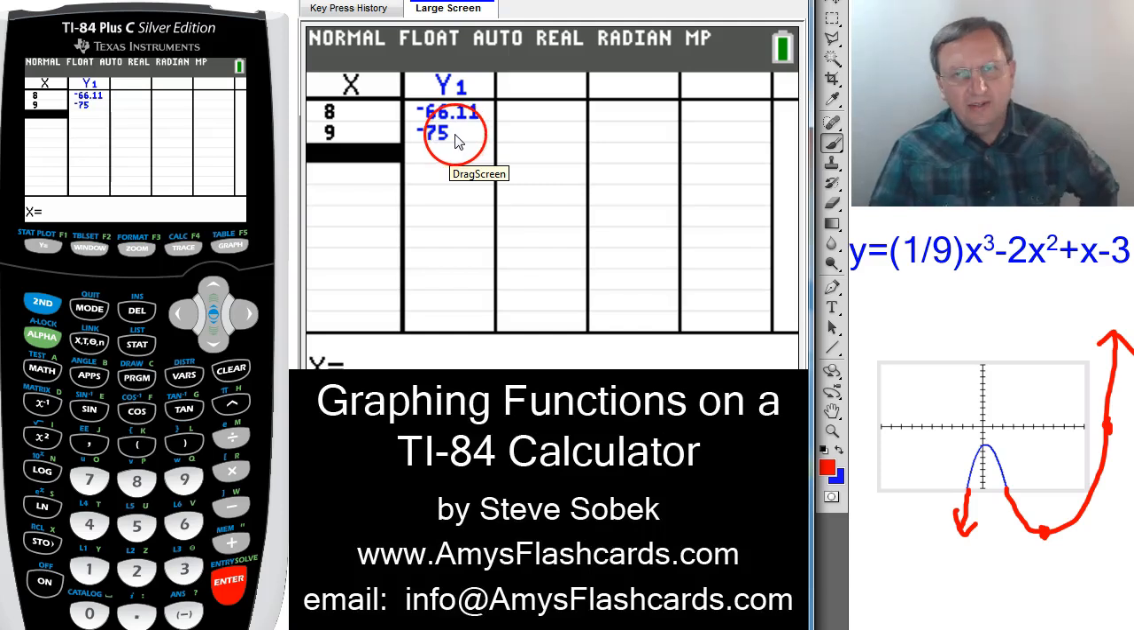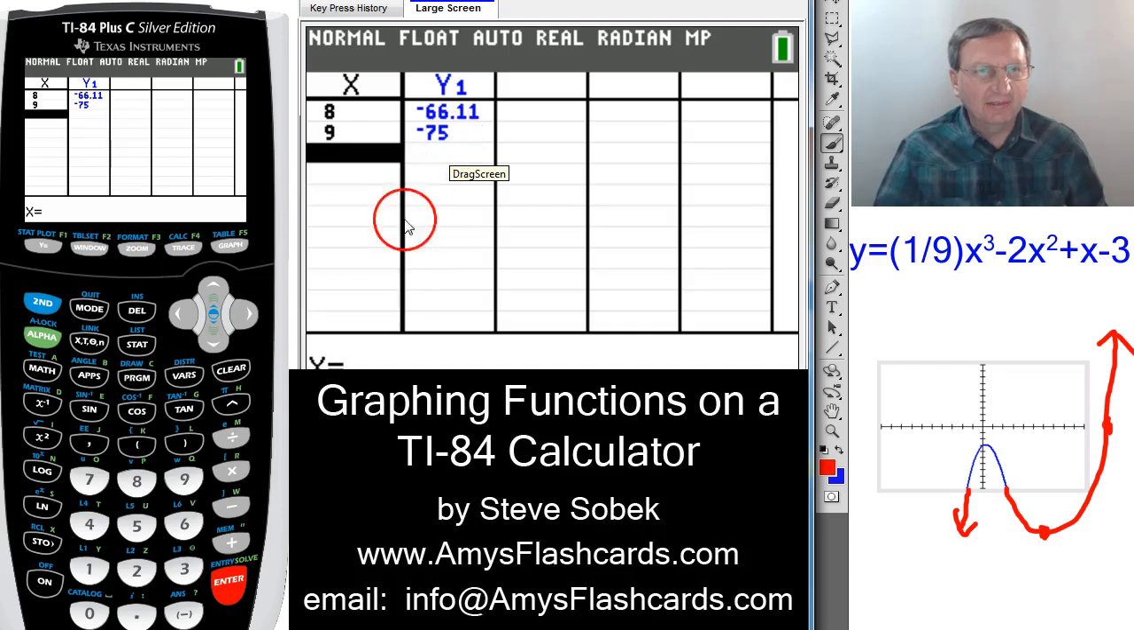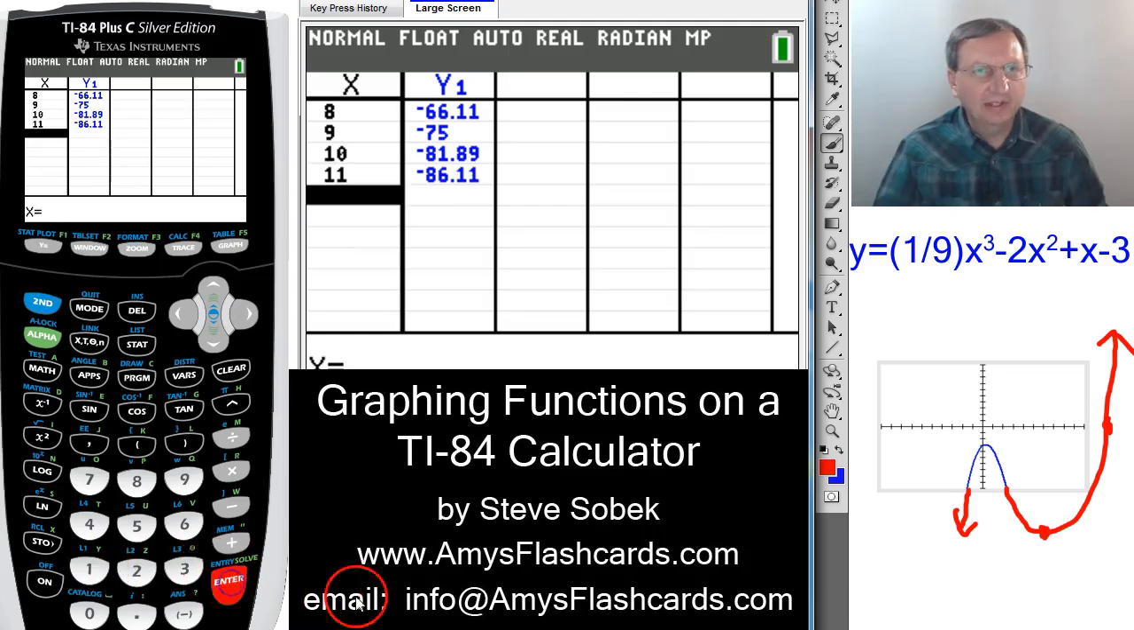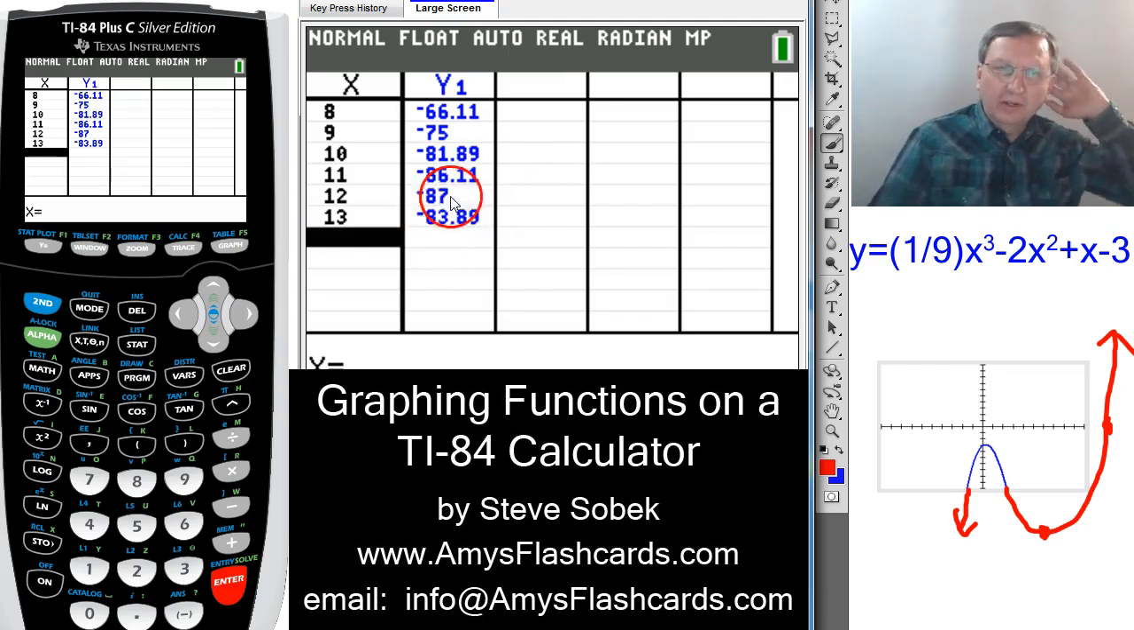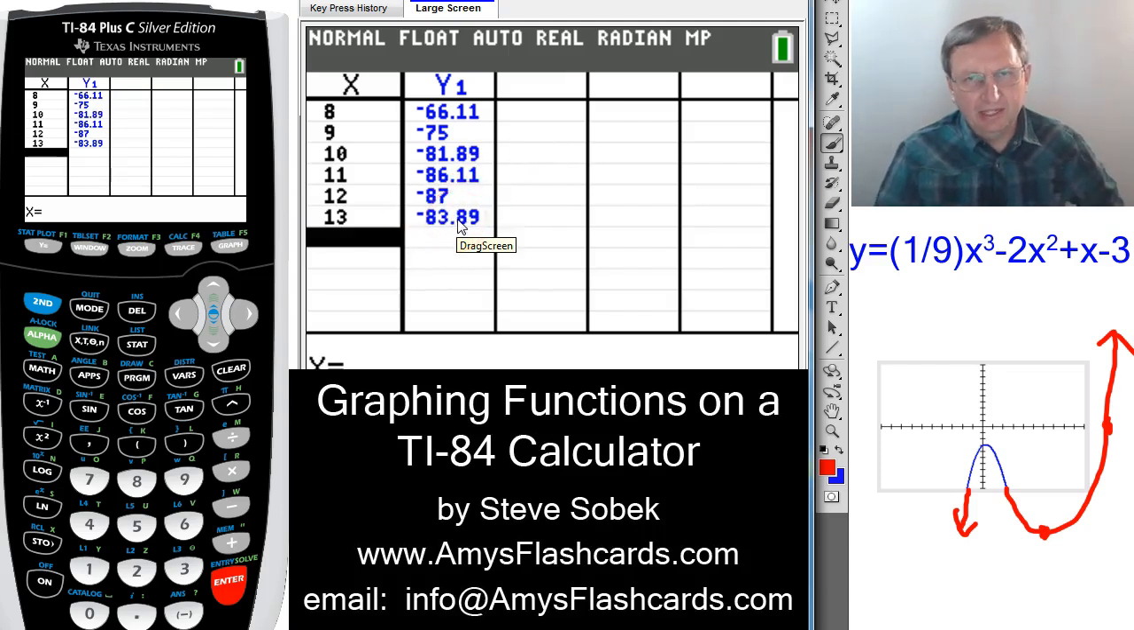And I could see, well, I'm glad I did this because it's going pretty far down. It's already at negative 75. Let's try 10 to see if it's going any lower. Negative 80. Let's try 11. I think that's pretty close to where it's going to bottom out. 12, let's see if it starts to come back up. No, it's still going down. Let's go to 13, and it's coming back up. Okay, so why don't we go negative 90 so we could see the bottom of this graph.